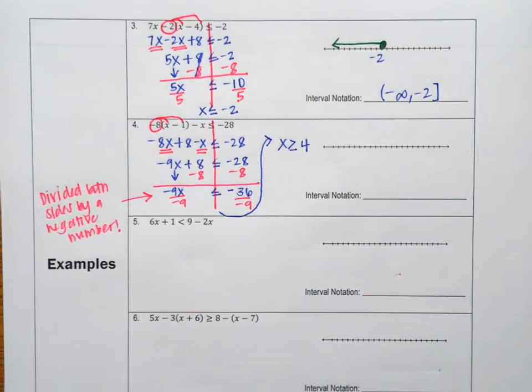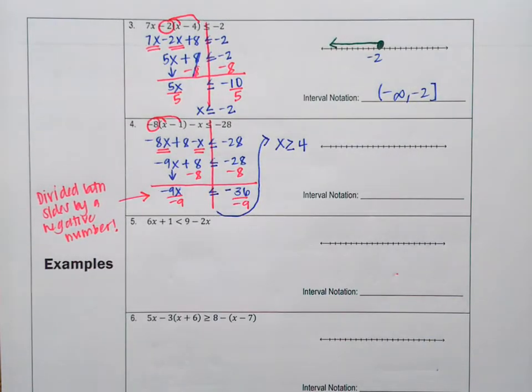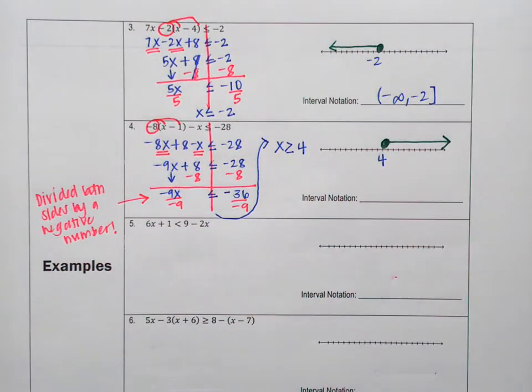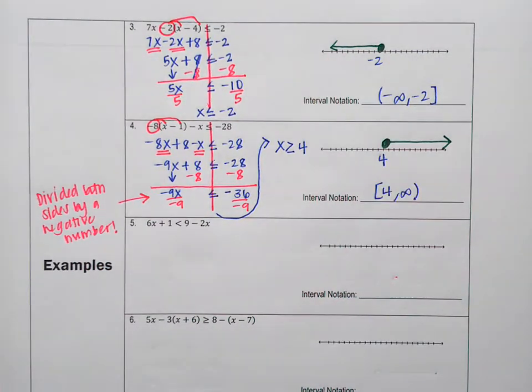Okay, so now that you got the inequality, x is greater than 4, I want you guys to graph that one and then write it in interval notation. Make sure you have the same exact answer as me. Your inequality, your interval notation, and your graph should look just like mine.